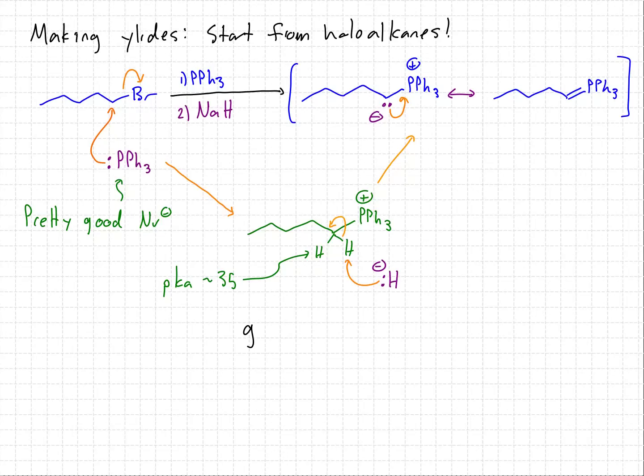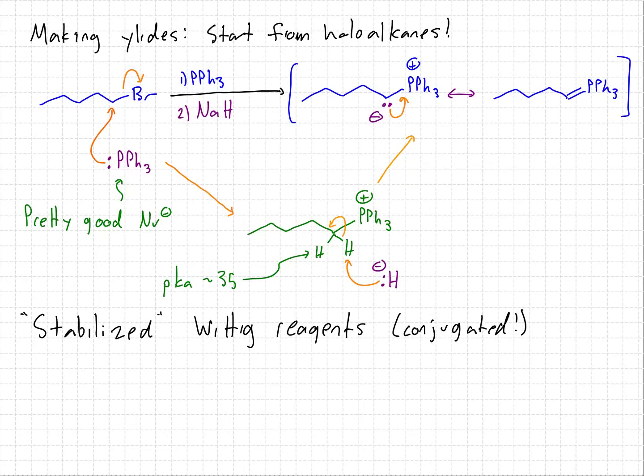We can also make some Wittig reagents which we'll call stabilized Wittig reagents. These are stabilized because they're conjugated with other groups and they have additional resonance forms. So for example, one stabilized Wittig reagent would be this one, where the carbanion is adjacent to a phenyl ring. There's extra resonance there. Or we could put the carbanion next to an electron withdrawing group like an ester or some other carbonyl group. Ketones or aldehydes also work here.